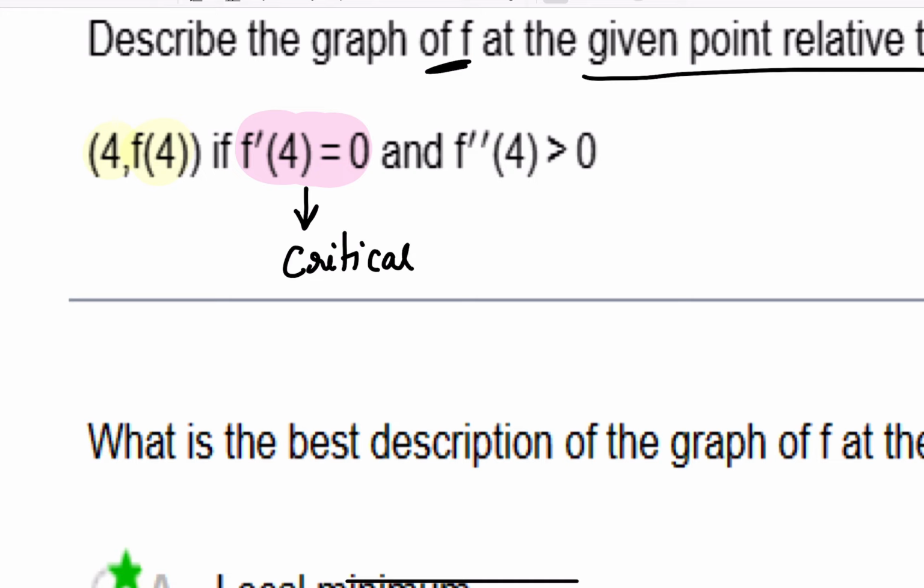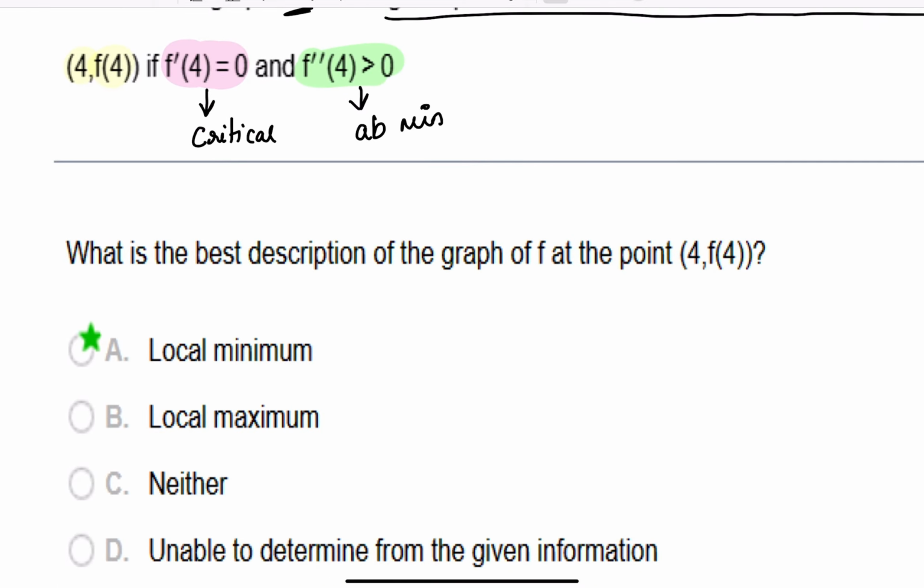In here they told me that f double prime is greater than 0. That means I will have a minimum. If it's greater than 0, that means it's concave upward, then I'm going to have a minimum value there. And I will have a local minimum or an absolute minimum. Hope this helps.